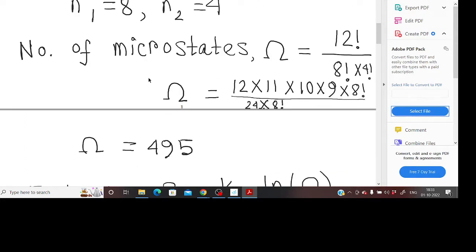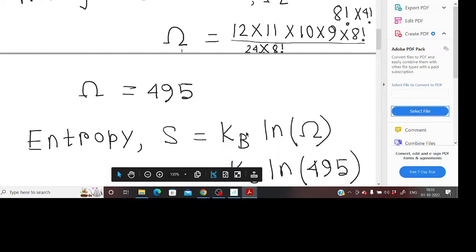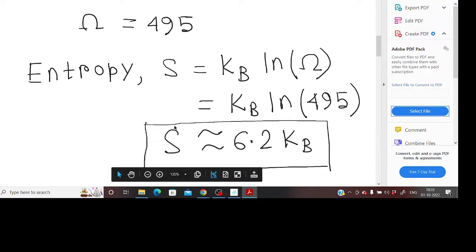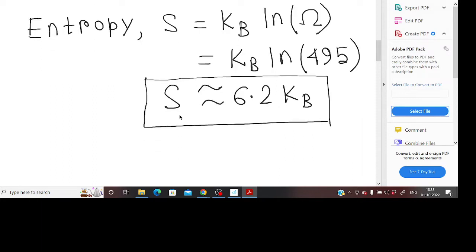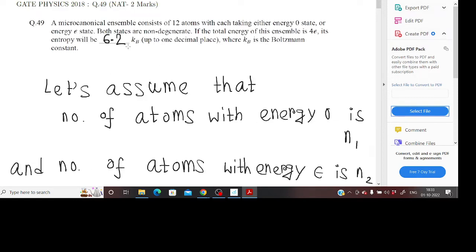After doing some simplification, you get the number of microstates omega equal to 495. And entropy is given by kb log omega, where omega is the number of microstates, and here it is equal to 495. So entropy is equal to kb log 495, which is approximately equal to 6.2 kb. So in this question, the correct answer is 6.2. Okay, so any question or doubt here?